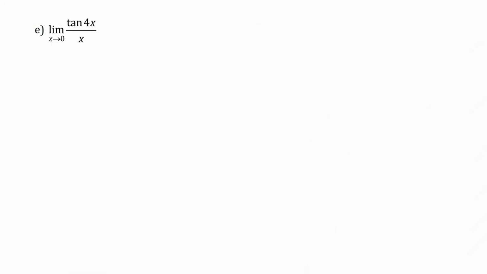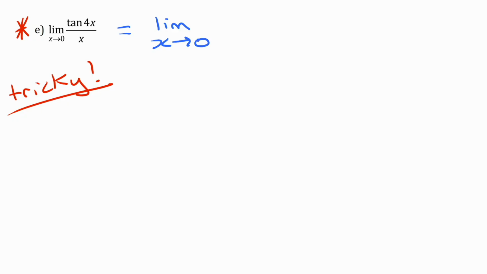This last one here, I'm going to say right off the bat, this one is a bit tricky, but we're going to work through it anyways. What we're going to do here to start with is write an equivalent limit for this, but we're going to take this tangent that's on top and use a trig identity to write it as sine 4x over cos 4x. And then, of course, that whole thing divided by x.